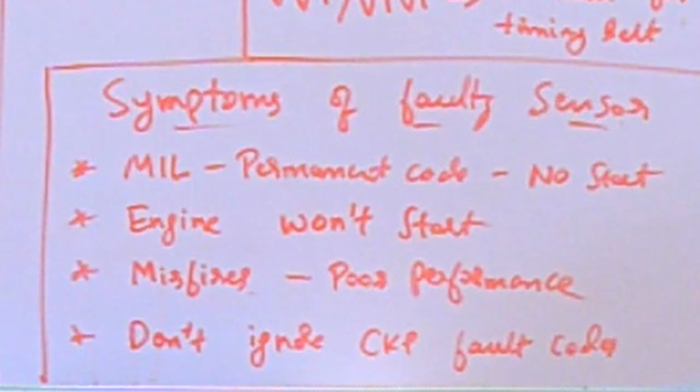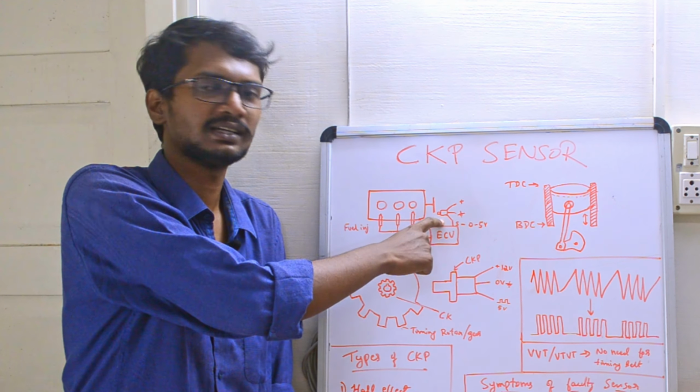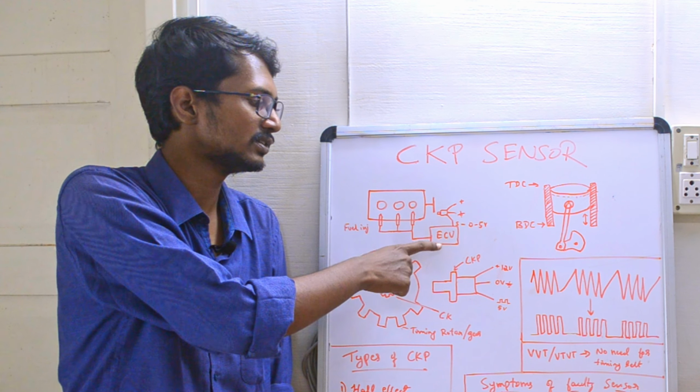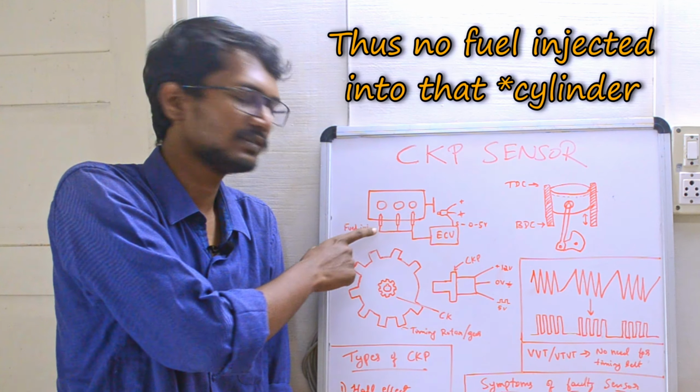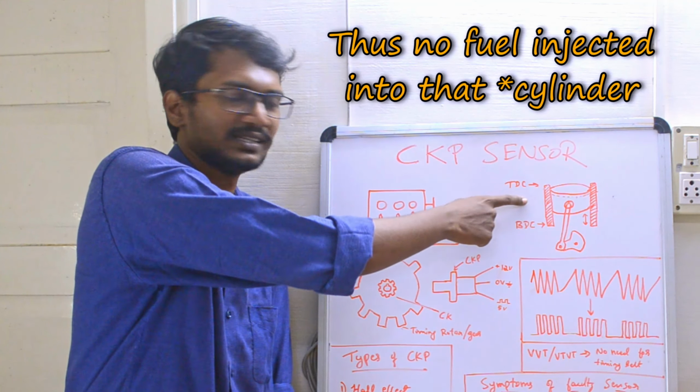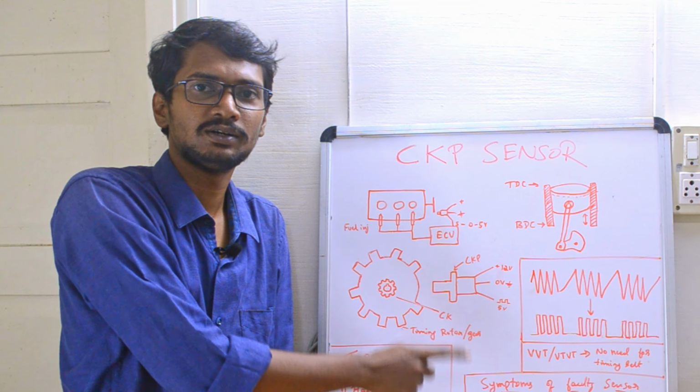And the next one is misfire and poor performance. If the CKP sensor is faulty, then the ECU will not know if the cylinder has reached the TDC. Thus, it will not inject fuel into that cylinder. Thus, it will lead to misfires.